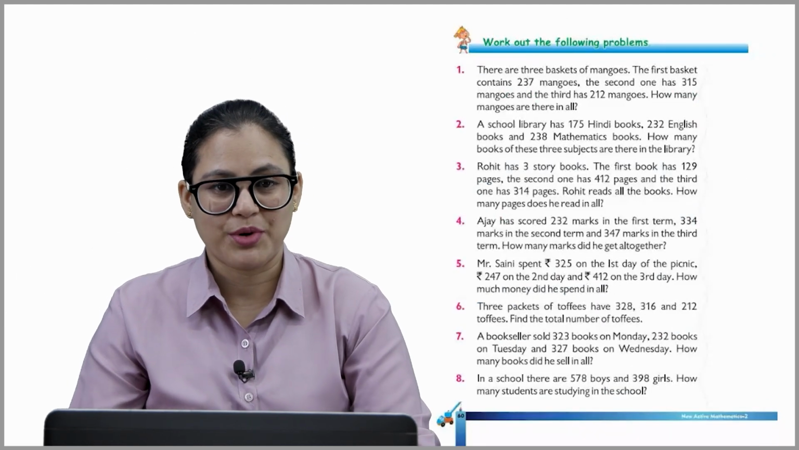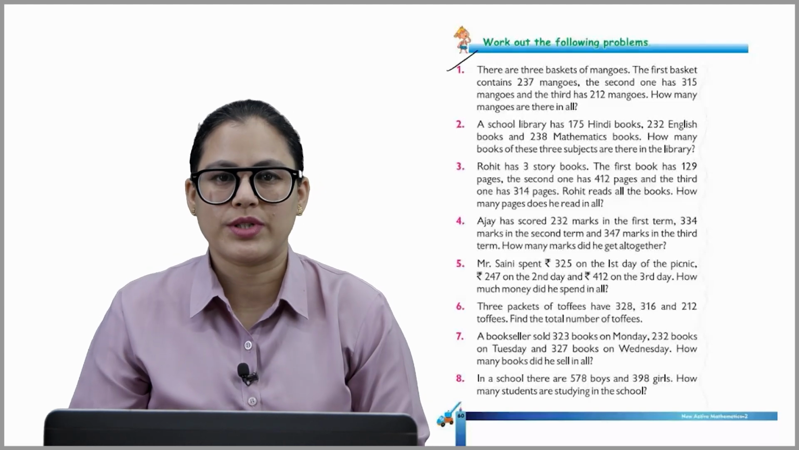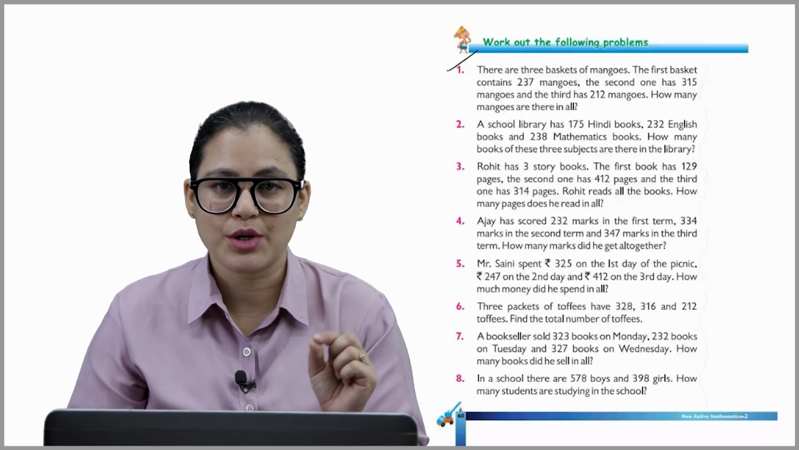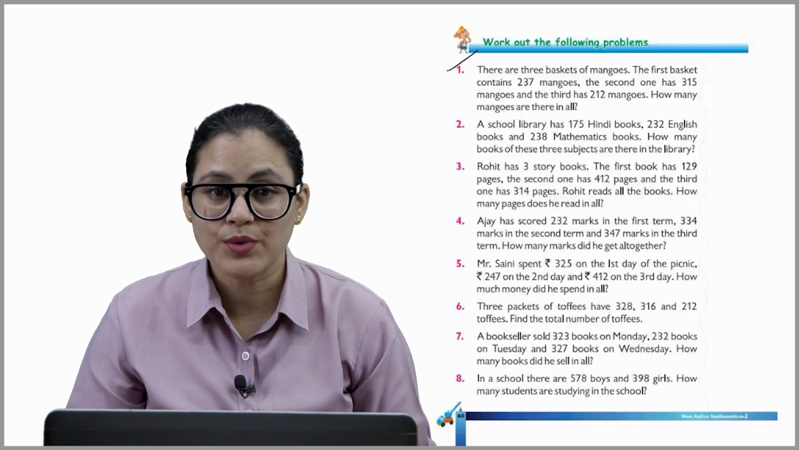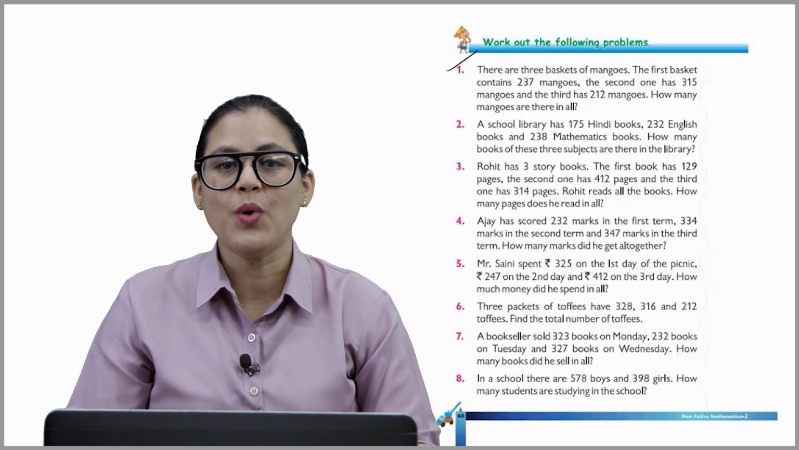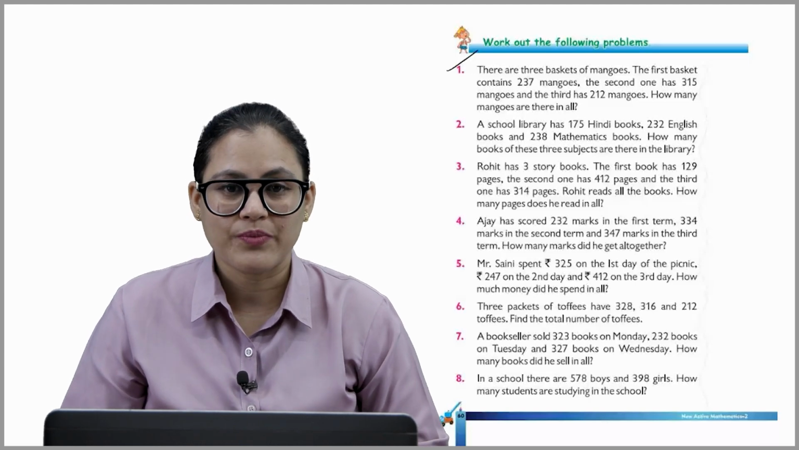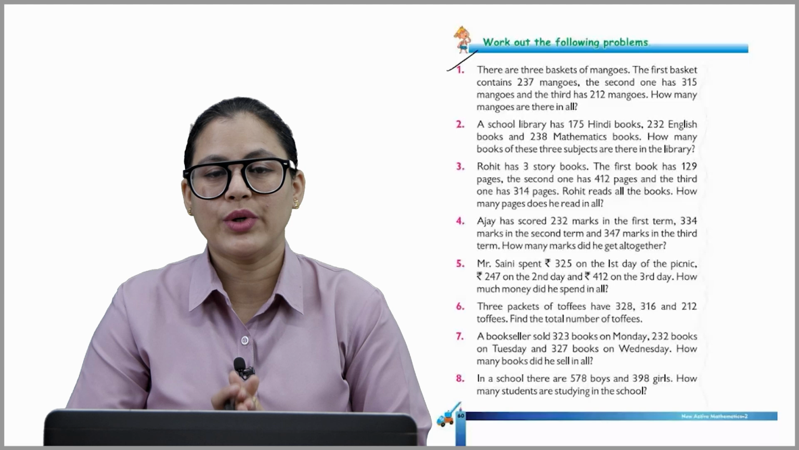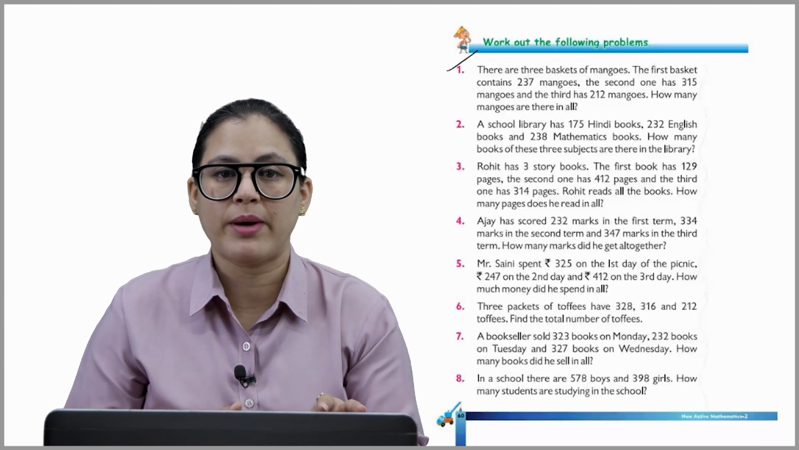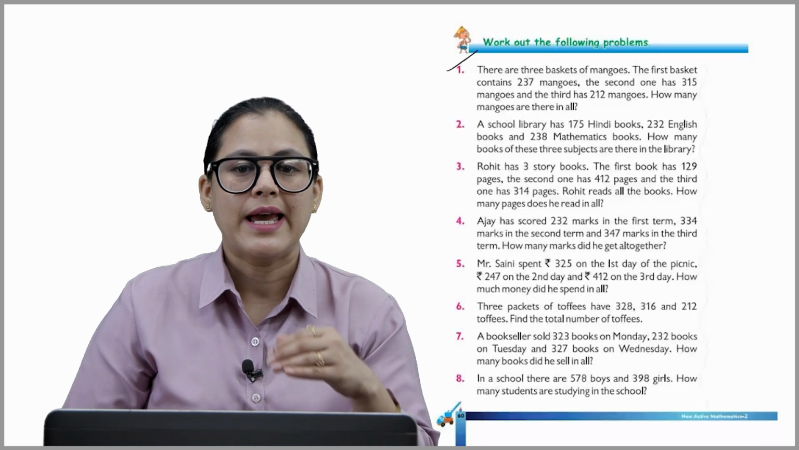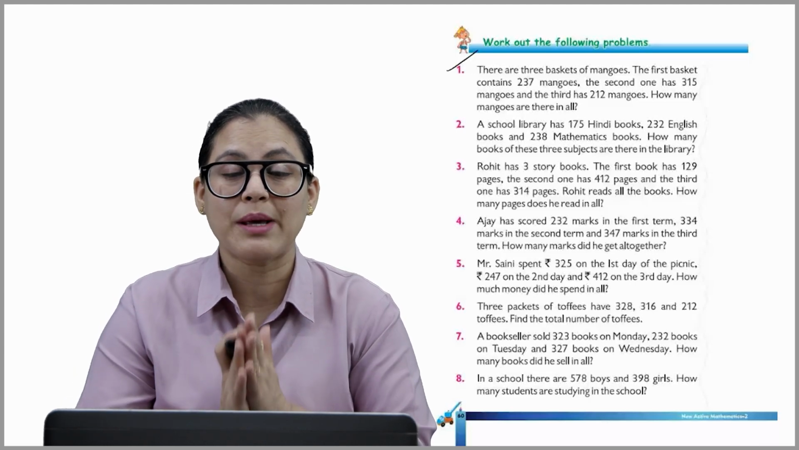Work out the following problems. Number 1, there are 3 baskets of mangoes. The first basket contains 237 mangoes, the second one has 315 mangoes, and the third has 212 mangoes. How many mangoes are there in all? See, in this question, you are given 3 baskets of mangoes, and there is some number of mangoes in the first basket, second basket, third basket, and we have to find out the total number of mangoes.